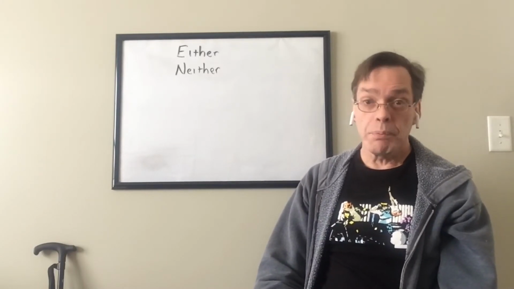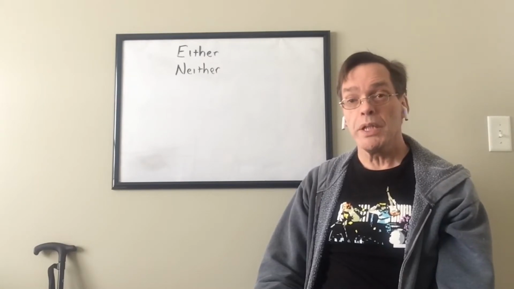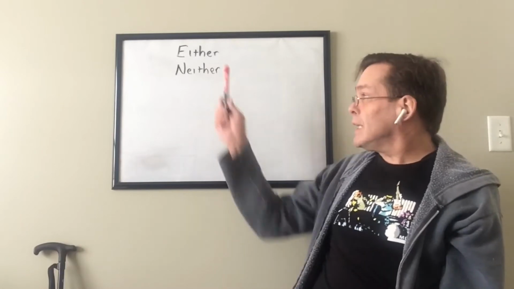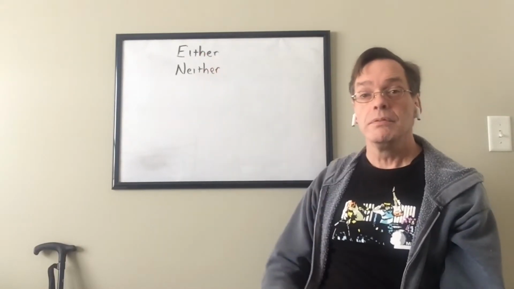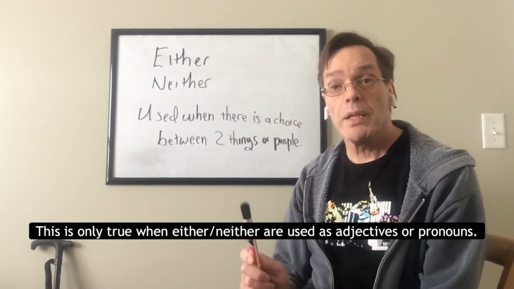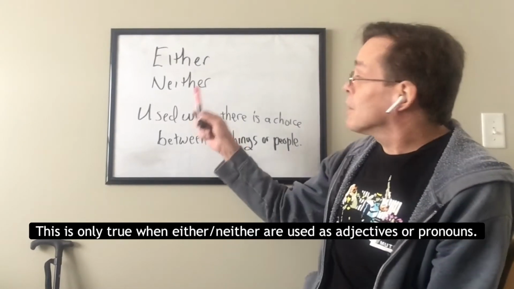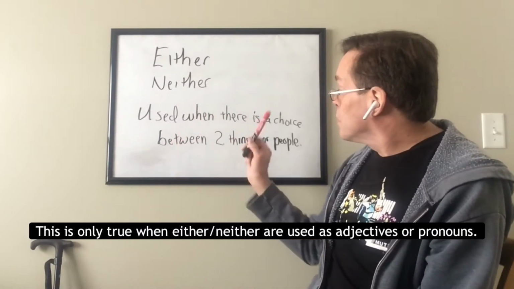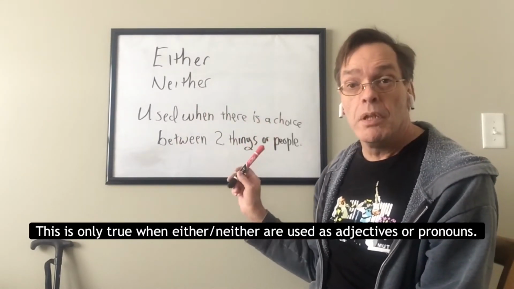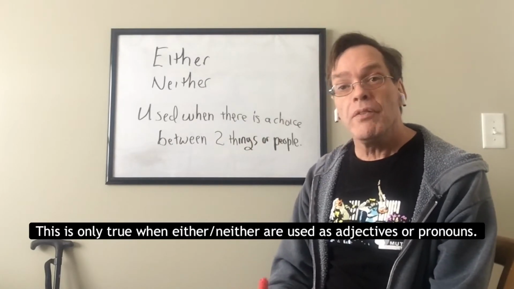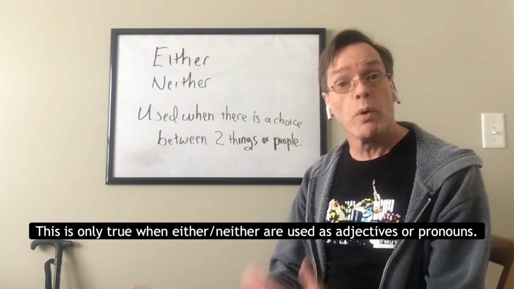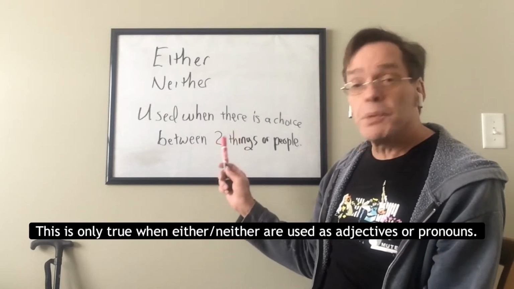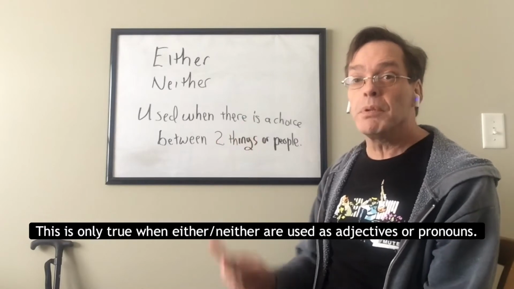Today we're taking a little bit of a break from talking about punctuation, and instead we're going to talk about using either and neither. Something I want to mention is either and neither are only used when you have a choice between two things or people. You will not use them if you have a choice of three or more things or three or more people. It's only for when you have a choice between two things or two people.